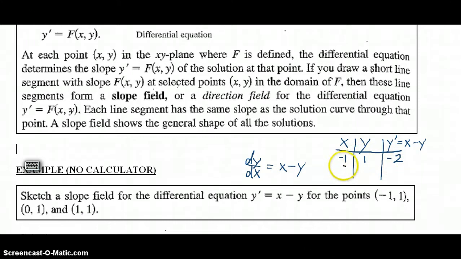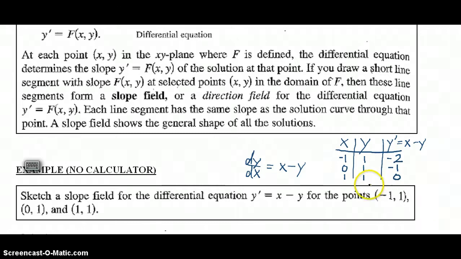For the point 0, 1, I put a 0 in for x, a 1 in for y, and then I take 0 minus 1, which gives me a negative 1, and that represents the slope at that point. And then for the point 1, 1, I put a 1 in for x, a 1 in for y, and 1 minus 1 is 0, which represents the slope at that point.